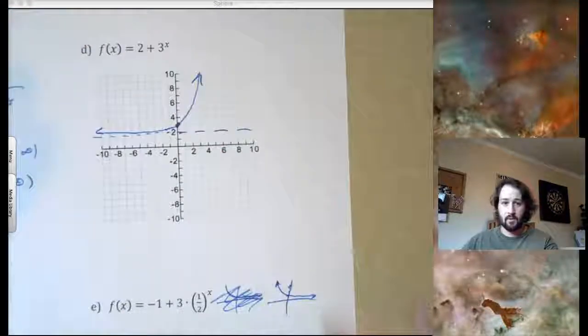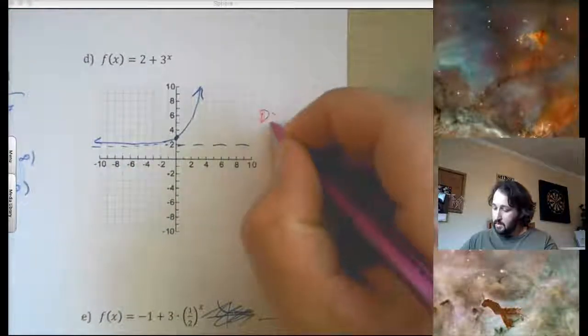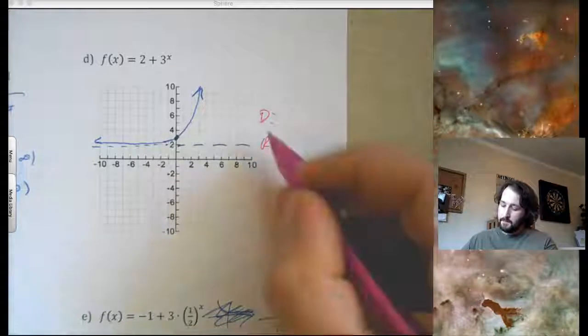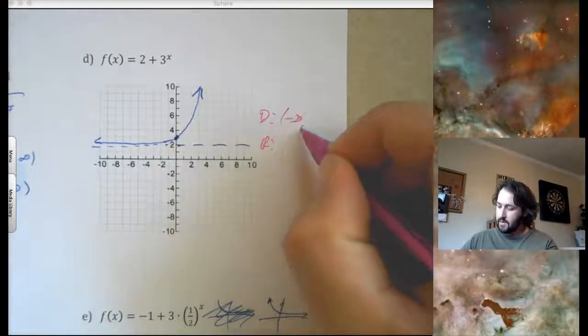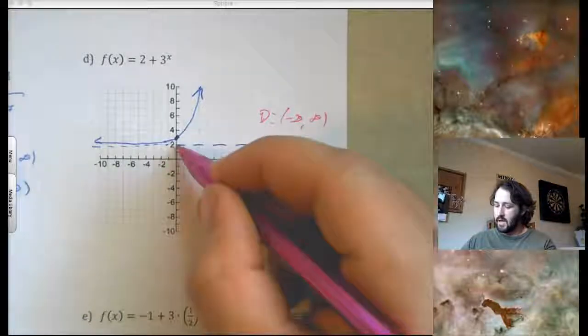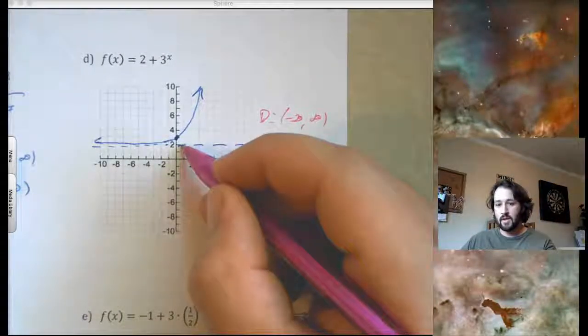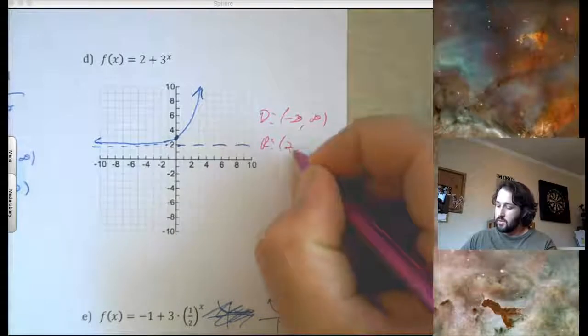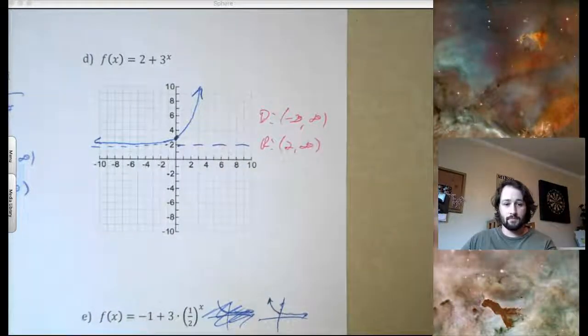All right, sorry, coming back for the domain and range on this one, I forgot. All right, domain, still going left and right forever, so negative infinity to infinity. And the range, the lowest y value I have, it's getting closer and closer to my horizontal asymptote of 2, so from 2 to infinity, going up forever.